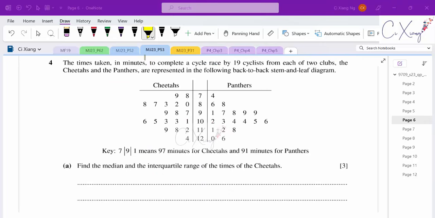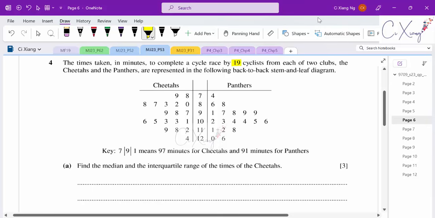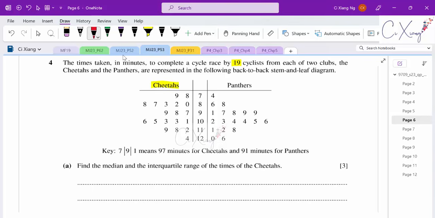Okay, so let's discuss question number 4. We have the time taken in minutes to complete a cycle race by 19 cyclists for each of the two clubs, the Cheetahs and Panthers, represented in this back-to-back stem plot. Maybe you can have a look at the key here. Everything is measured in minutes. Find the median and interquartile range for the time of the Cheetahs. So Cheetah is this one. We have 19 cyclists.